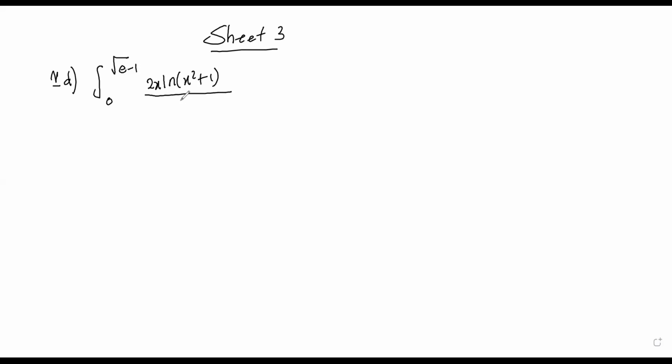Okay, so we're doing sheet 3. We're starting with 1D, which is the integral, the root of e minus 1, running from 0, and we have 2x ln of x squared plus 1 over x squared plus 1 dx.